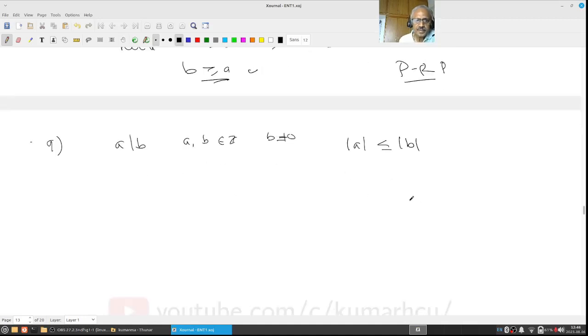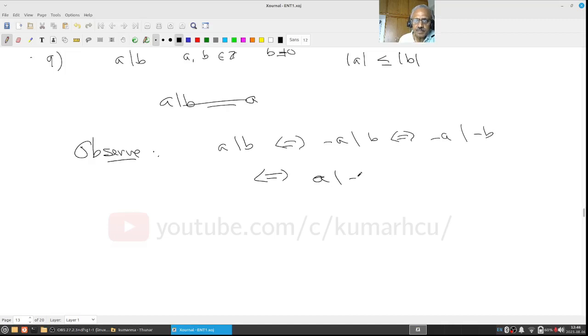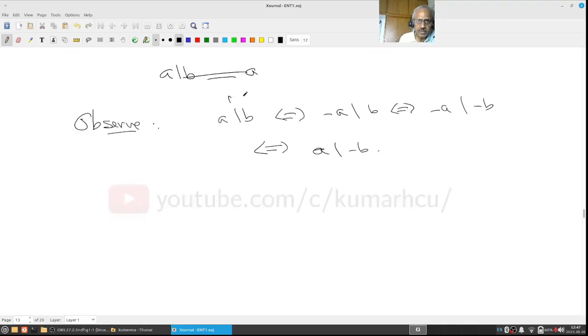Why? Notice that if A divides B, in fact, I should first observe the following. A divides B. We had already proved one way: minus A divides B if and only if minus A divides minus B, if and only if A divides minus B. These are all equivalent. So call this 1, this is 2, this is 3, this is 4.